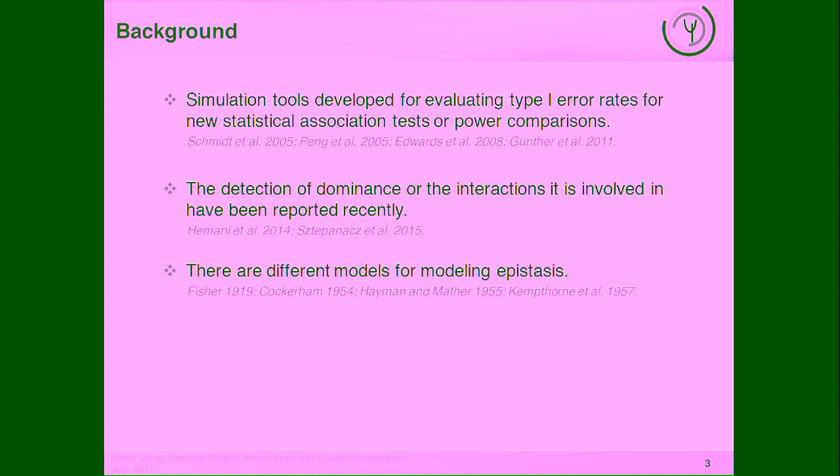There are many simulation tools developed for evaluating type 1 error rates for new statistical association tests, but none of them can take care of epistasis very well. And in the meantime, the detection of dominance or the interactions it is involved in has been reported recently. So we had the idea to develop a tool that can handle this problem.